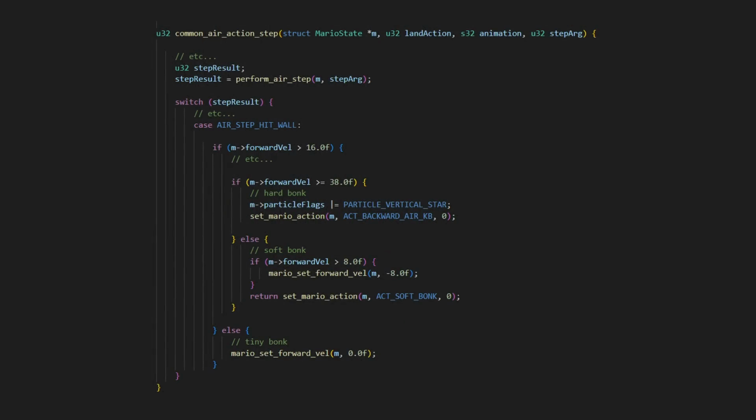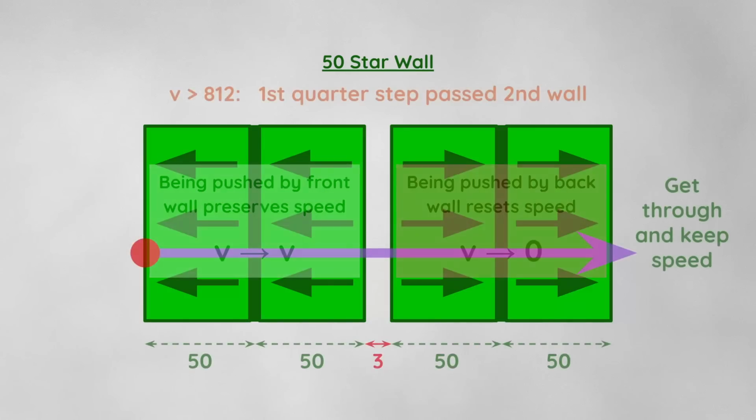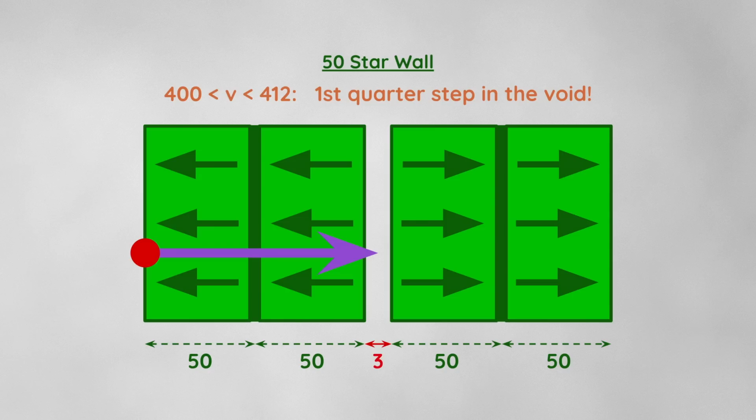Here's the actual source code that handles all this behavior. Thus, during BLJs, if we get pushed by the front wall, we keep our speed, and if we get pushed by the back wall, we lose our speed. If our speed's large enough, i.e. more than 812, our first quarter step lies beyond the second wall, so we never get this push from the back wall, so we can keep our speed. But what happens if our quarter step ends up in this 3 unit gap between the wall hitboxes? Well, this happens.